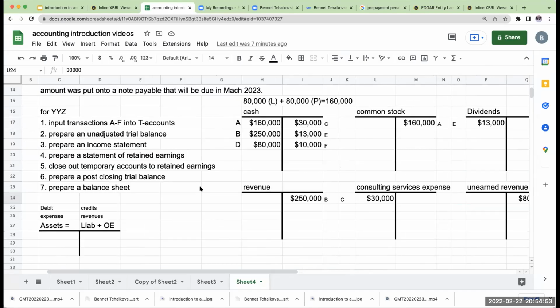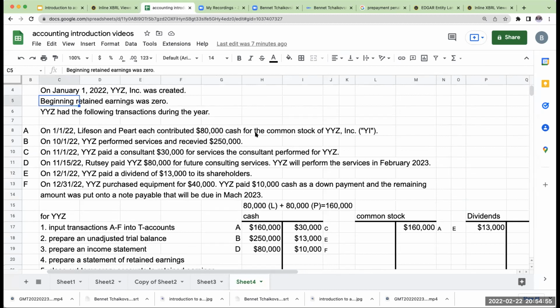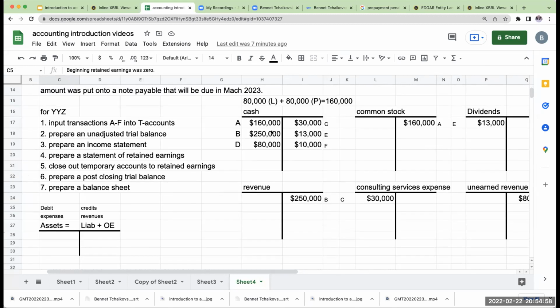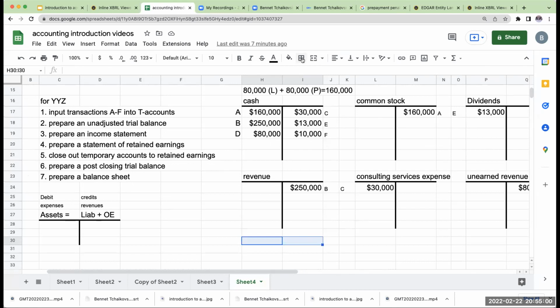So the one other thing that I want to go through and do here is it tells us that our beginning retained earnings were 0. So let's just go ahead and make a T account for retained earnings. Retained earnings, as you know, is a part of owner's equity. So it's going to have a credit balance. So right over here, this will have a 0 balance.